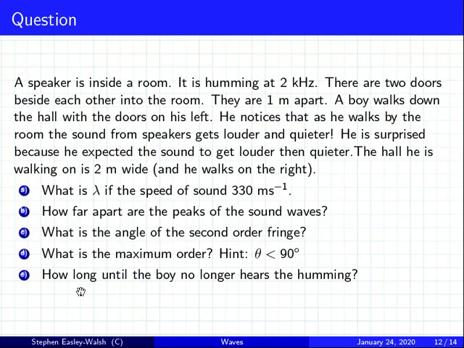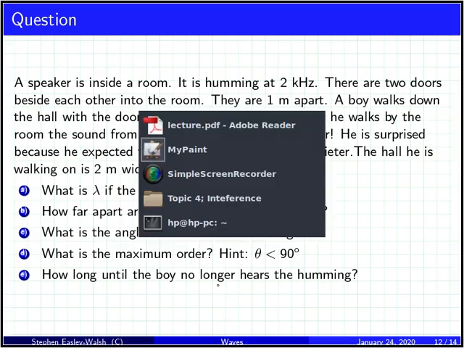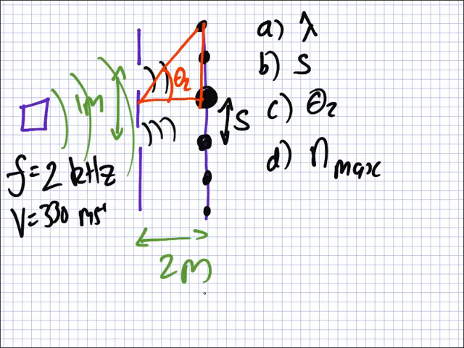And then lastly, how long until the boy no longer hears the humming? As in distance, sorry. So I want to know for part E, basically, for what length of his walk will he be hearing sounds and then no longer hears them? Obviously, he's not going to hear this forever. So I want to know the distance he walks where he can hear this.